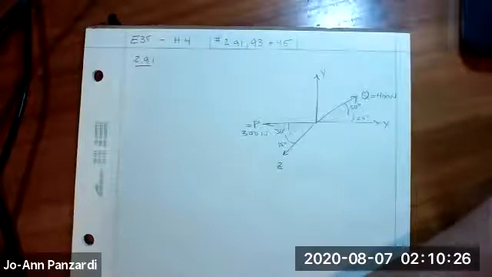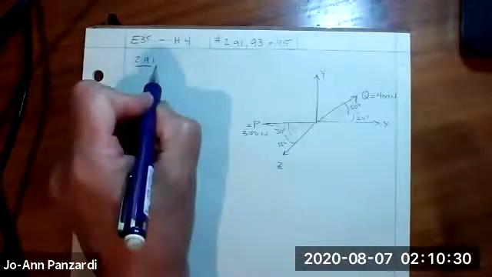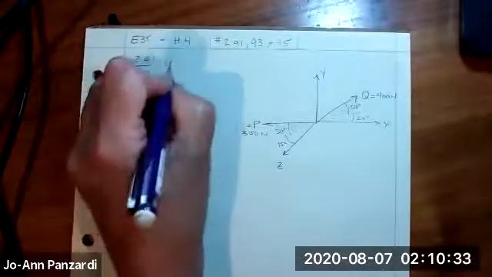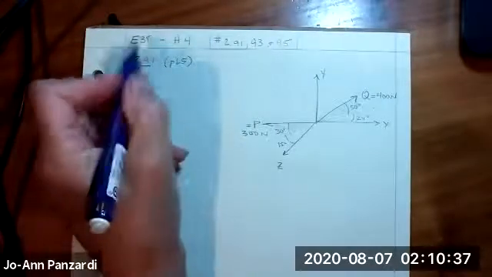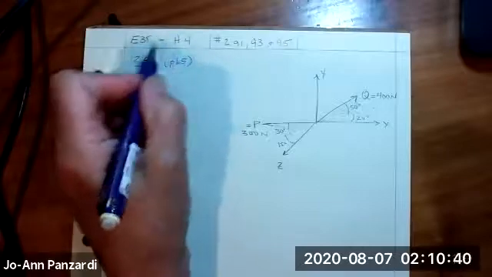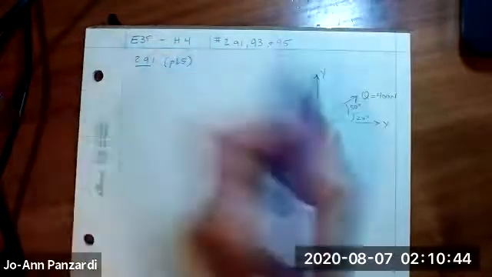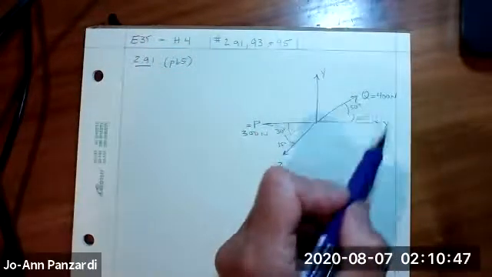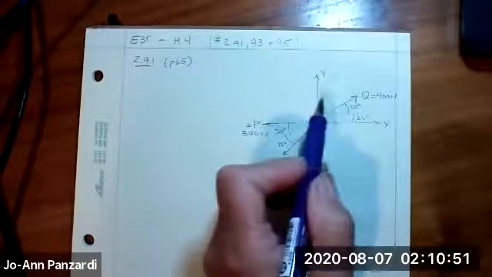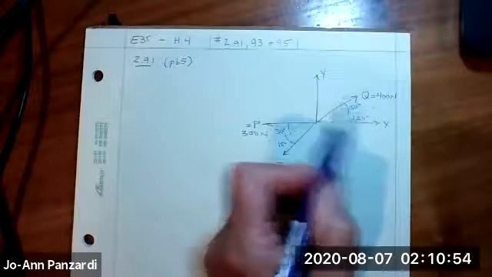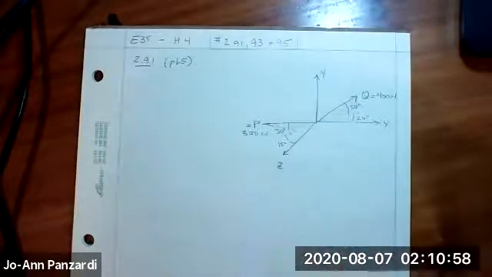I am going to solve the first problem, which is 2.91. It's on page 65 in the textbook, and it is the first problem in homework number 4, which is on 3D resultants. You'll see it is a 3D problem. There's an x-axis, y-axis, and z-axis. And you'll notice that the x and the y-axis make up the vertical plane, and the x and the z-axis make up the horizontal plane.